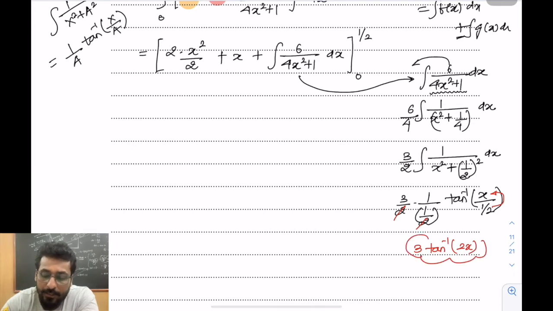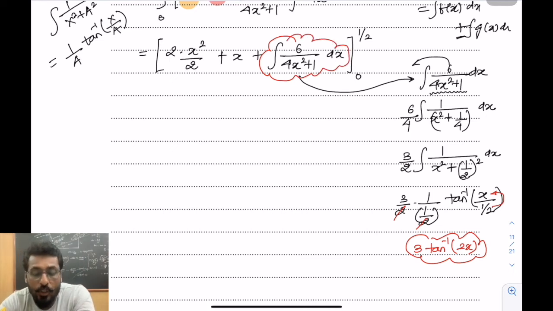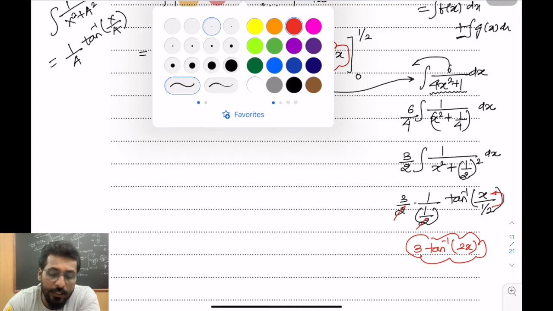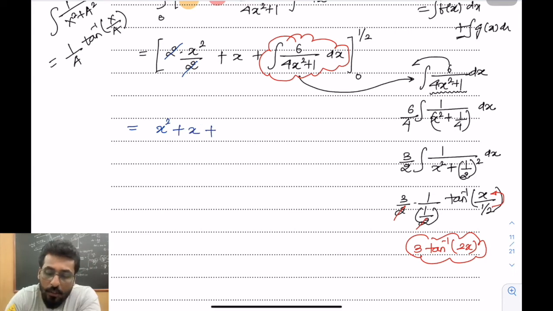So let's take this answer and plug it into this integral. Right, students? So now the main body is going to again continue. So I have also this 2 and 2 is going to get cancelled. So I have x square plus x plus 3 tan inverse of 2x. And the limits are from where to where?